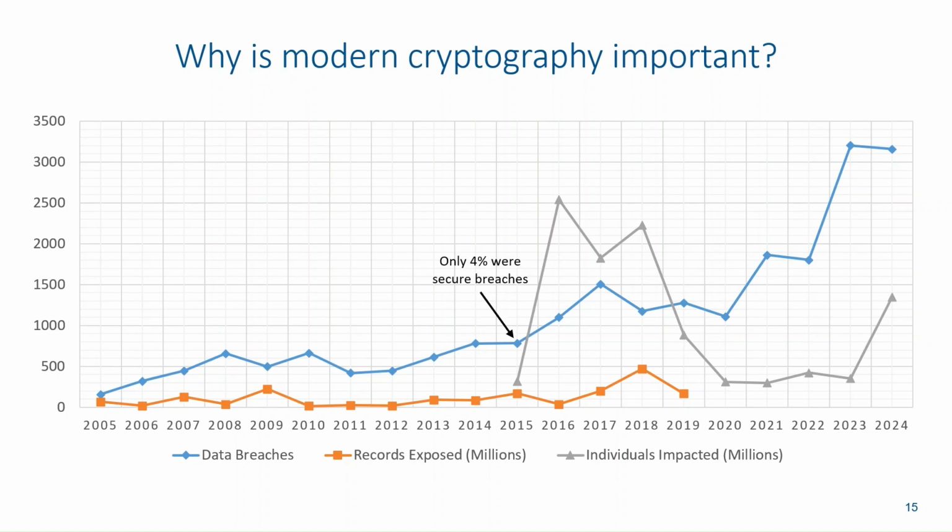Back in 2015, only 4% of those breaches were secure breaches, meaning that the data was properly encrypted. So even if the hacker obtained it, they weren't able to do anything with it. Now, from what I have seen, the trend is that breaches are becoming more and more secure, which is a good thing, especially since the number of breaches is steadily increasing.